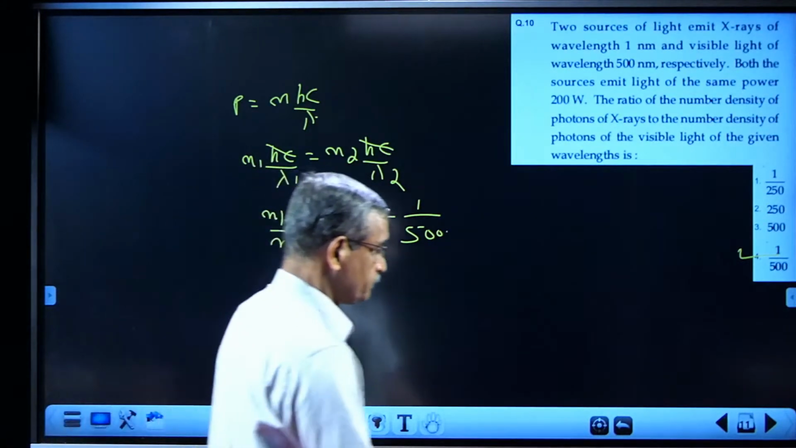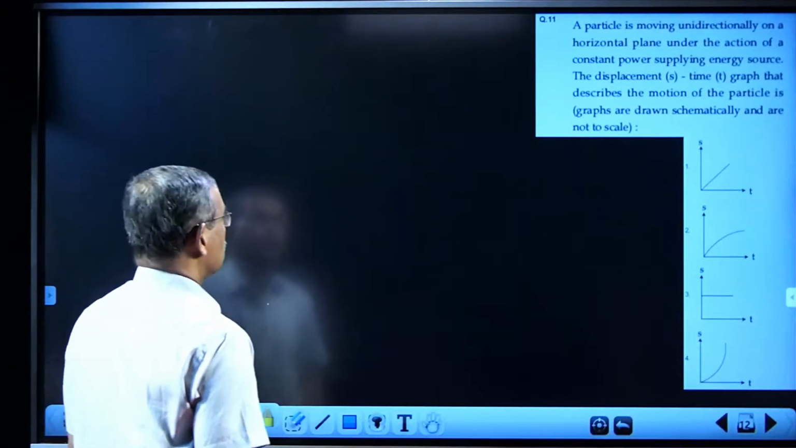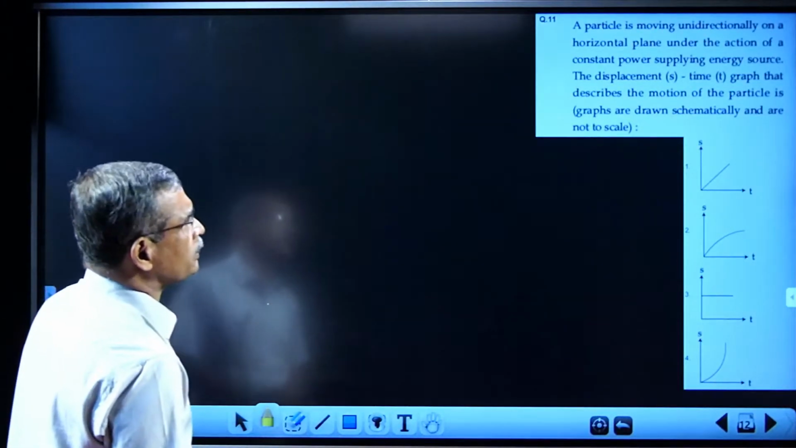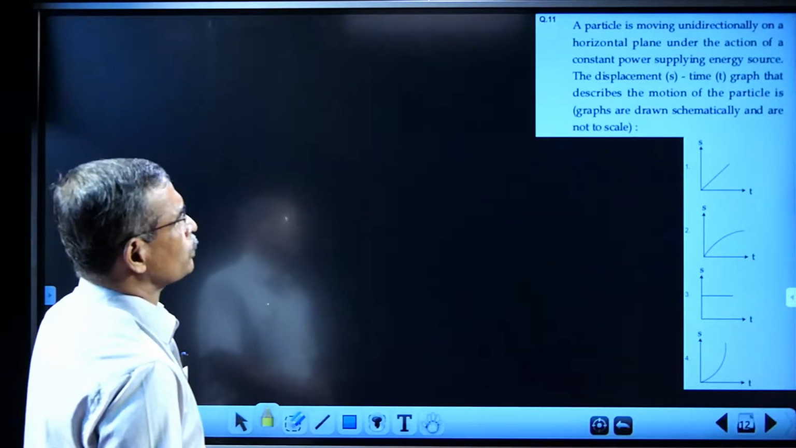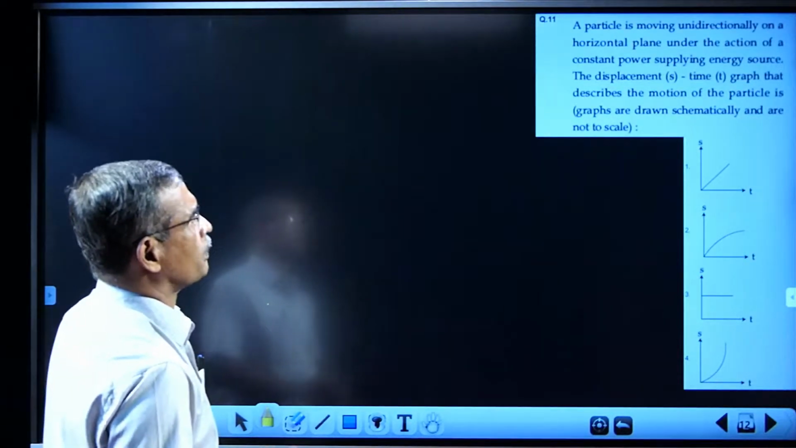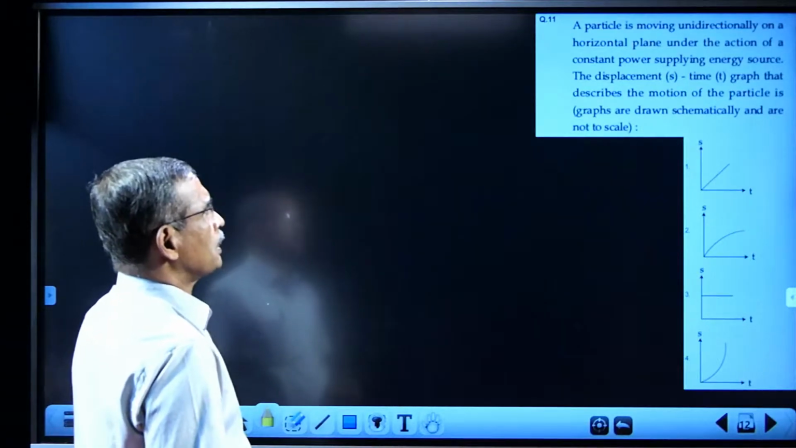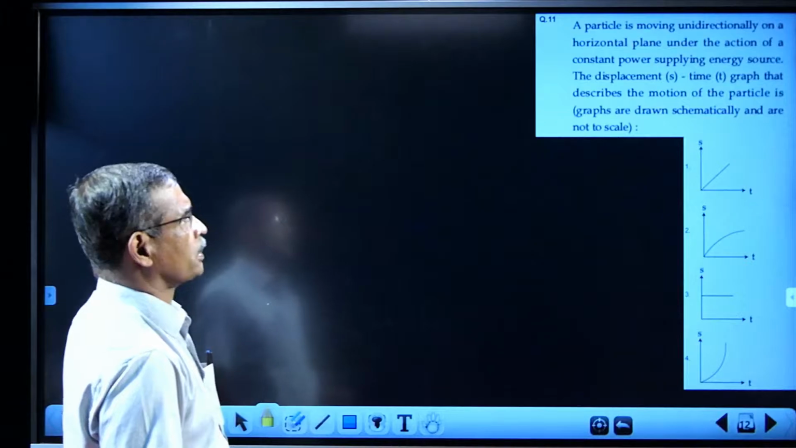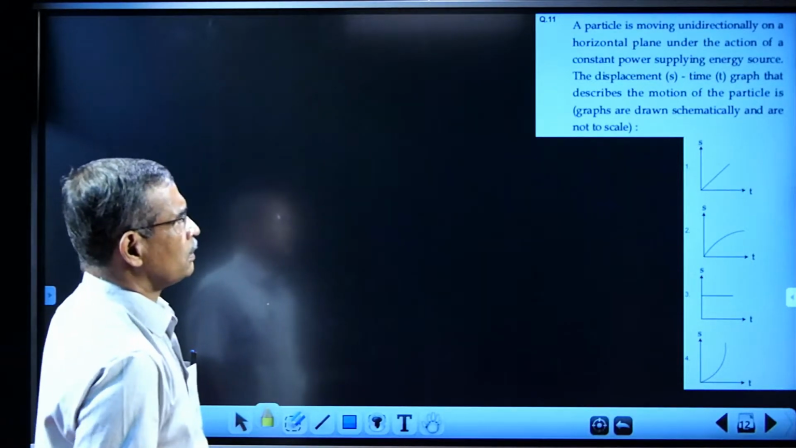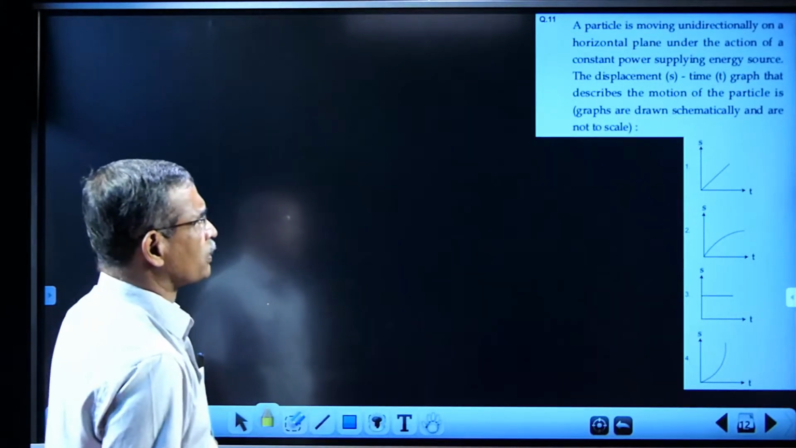Next question. In this problem, a particle is moving unidirectionally on a horizontal plane under the action of a constant power supply. The distance s and time t graph that describes the motion of the particle is, not on scale. Structure is required.